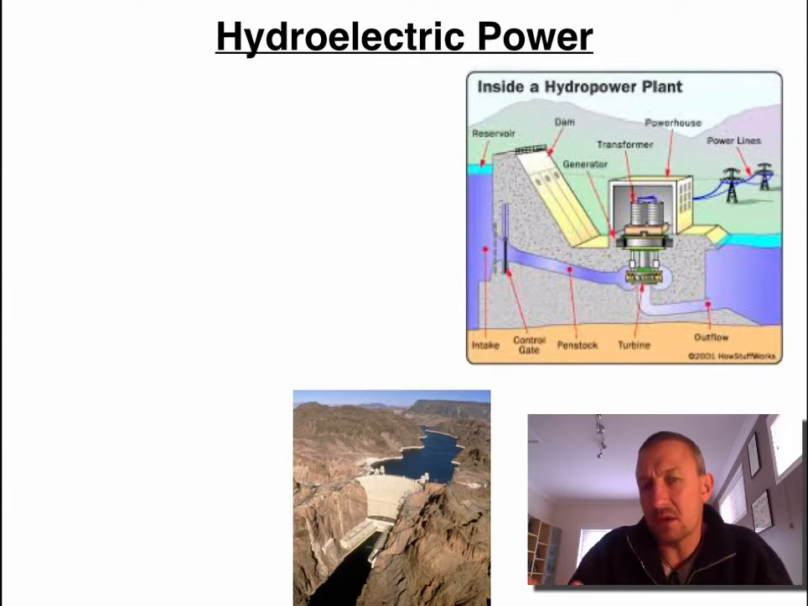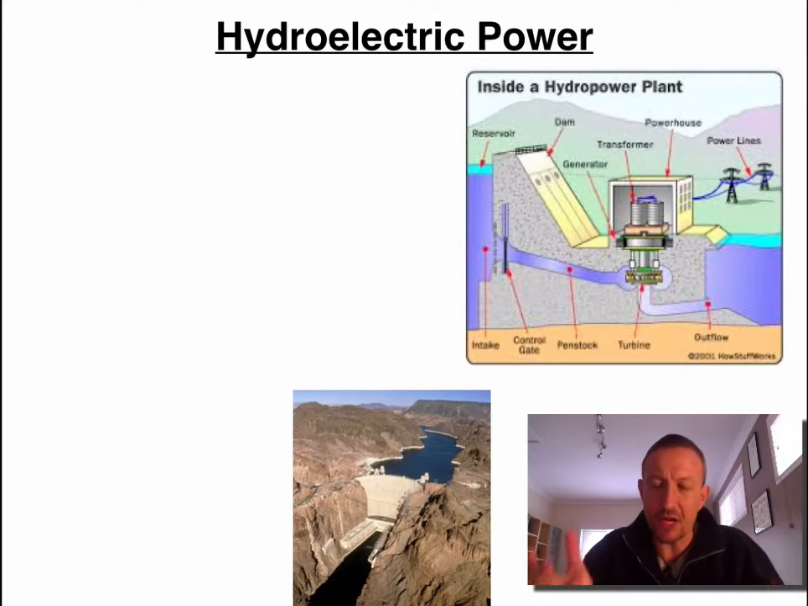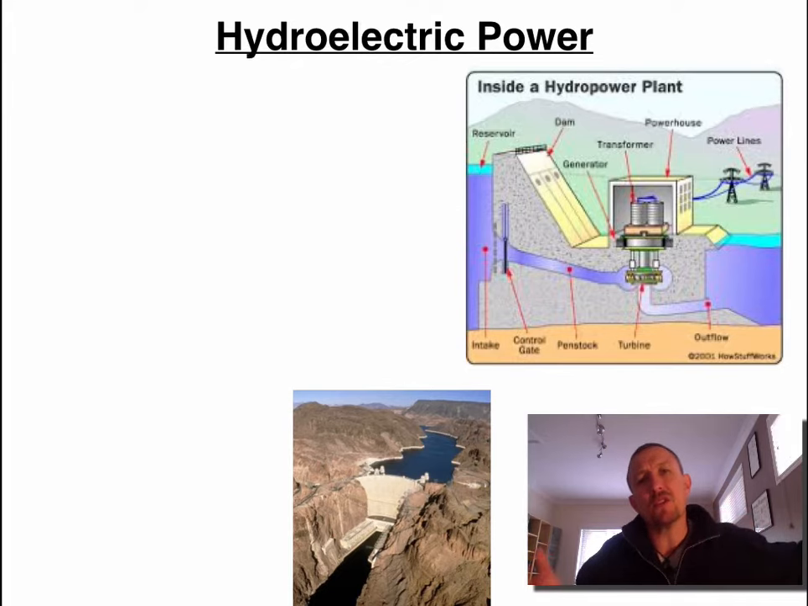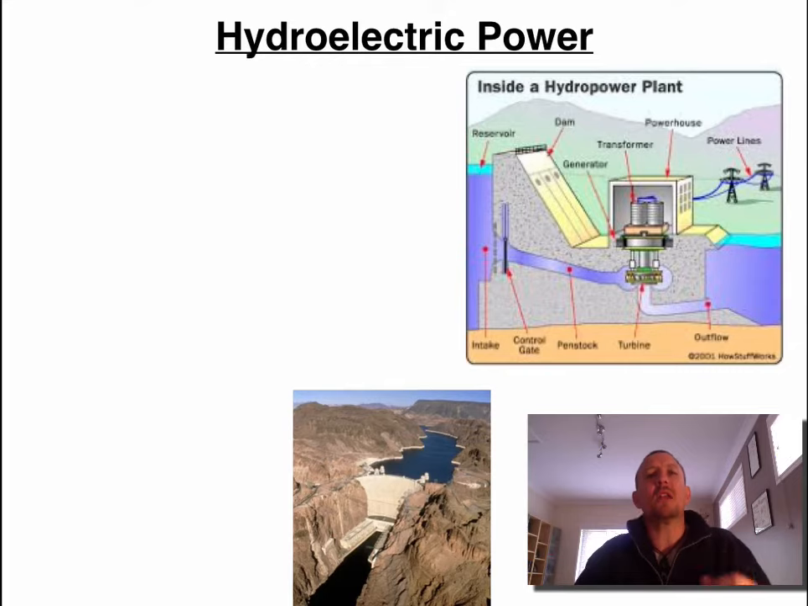Now, the dam is made up of concrete. It's really thick. Running through the dam there are going to be tubes, tunnels, which they call the penstock. When you try and get a large volume of water to move through a very narrow tube, basically you get water moving incredibly quickly.